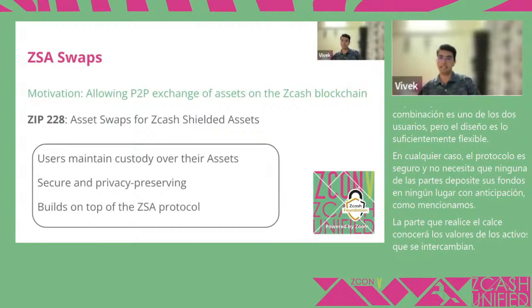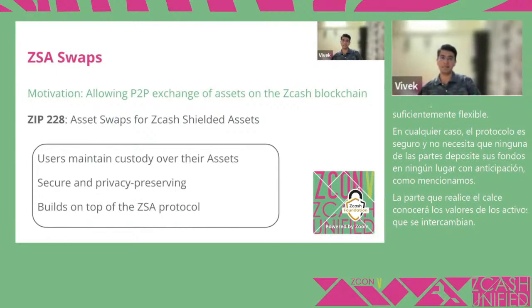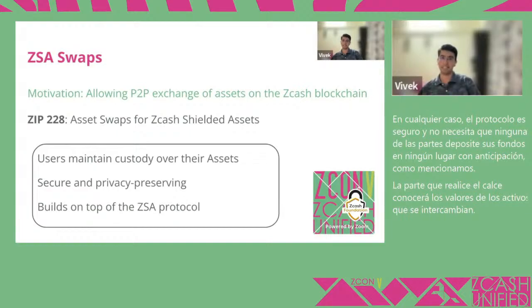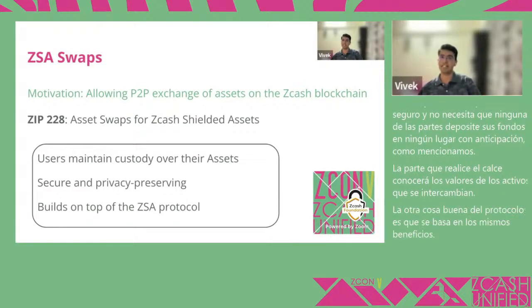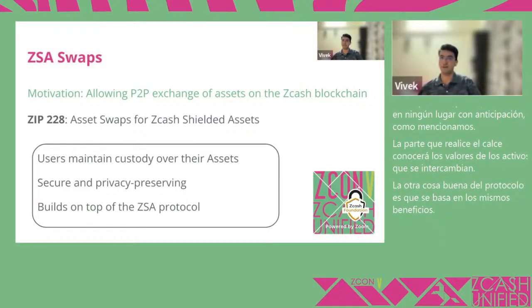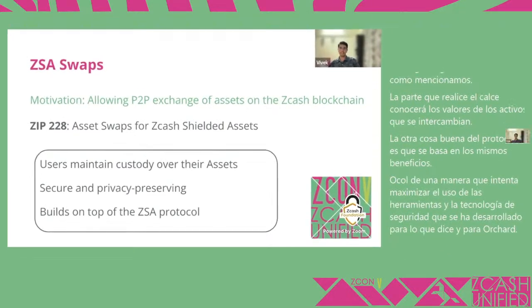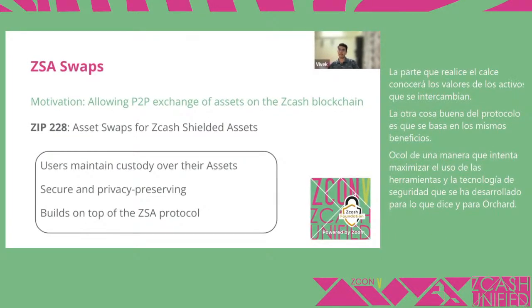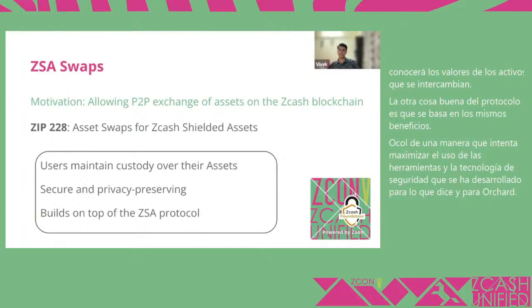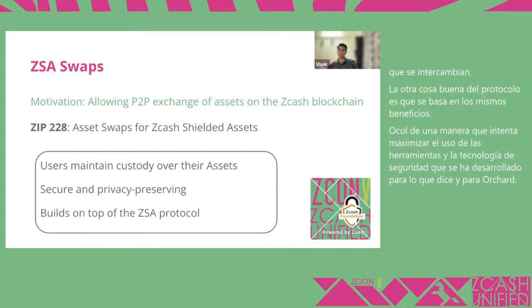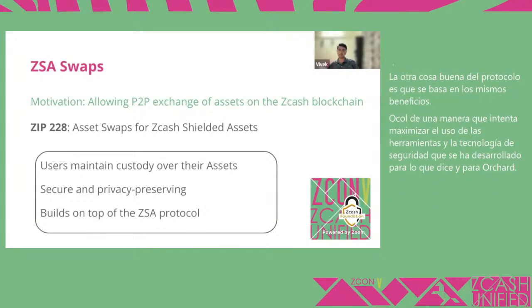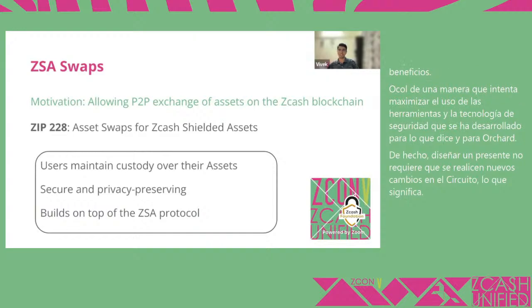The other nice thing of the protocol is that it builds on top of the ZSA protocol in a way that tries to maximize the use of the tools and security technology that has been developed for ZSAs and for Orchard. In fact, our design at present requires no new changes to be made to the circuit, which means no additions to proof size, proof generation, and proof verification times.